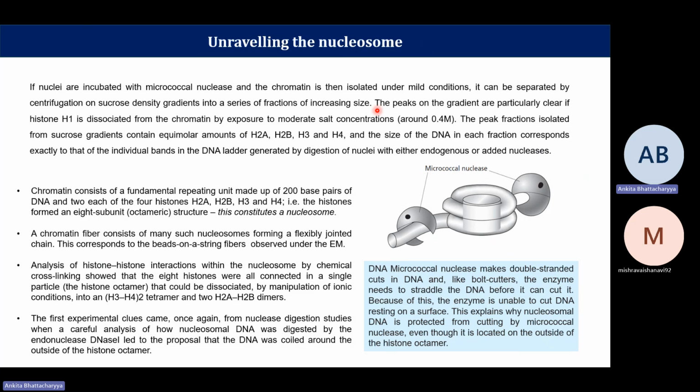That is because histone H1 size is quite different, and it sort of skews the results for all the other histones. The peak fractions isolated from sucrose gradients contain equimolar amounts of H2A, H2B, H3, and H4, and the size of the DNA in each fraction corresponds exactly to that of the individual bands in the DNA ladder generated by digestion of nuclei with either endogenous or added nucleases. What do we mean by all of that?